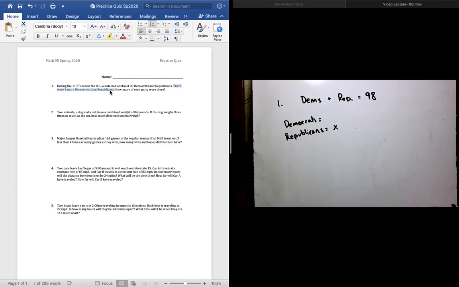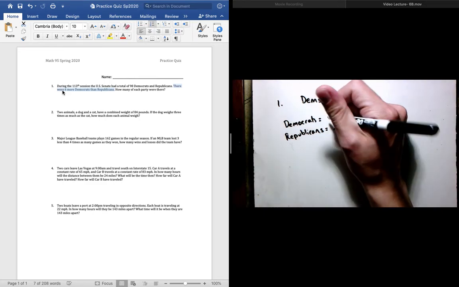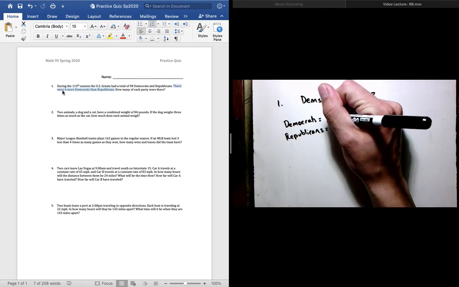Once we do that, we can go back to the sentence and we can find out how we want to write out the original part of the description. Or in other words, we want to write out how they're describing Democrats now. So if Republicans is just X, and we know there were 6 more Democrats than Republicans, then our Democrats is going to have X as well, but we need to add this additional 6 value in here. So the way that we express Democrats in here would be X plus 6.